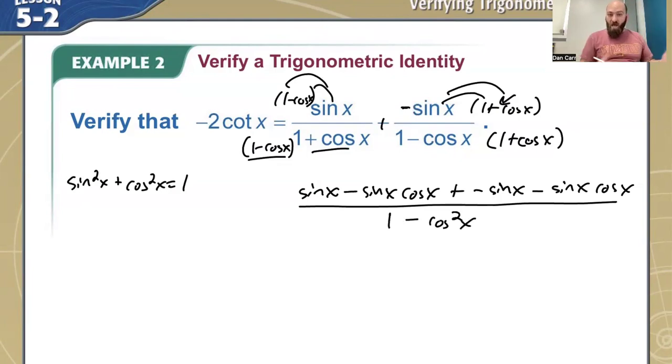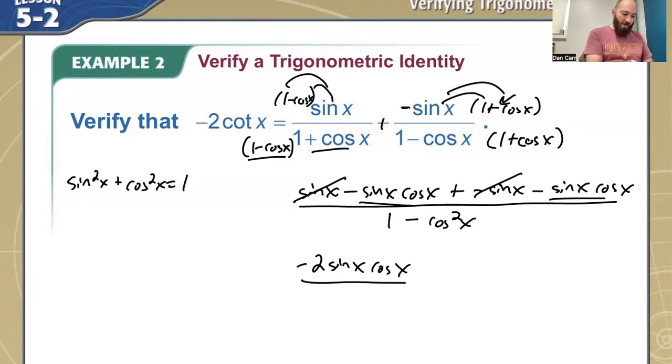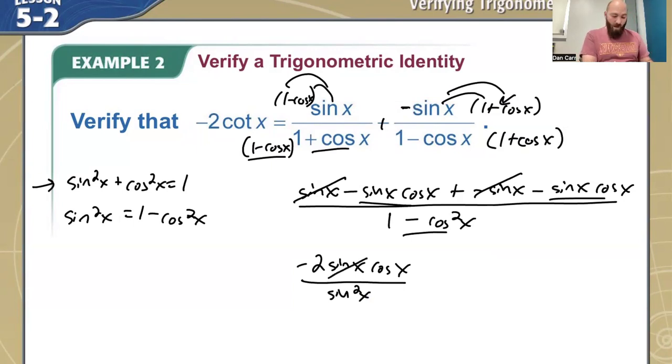From here, I'm looking at what I can simplify. That cancels out with that. That's a negative, that's a negative, so that turns into -2 sine of x cosine of x. I want to put those together as one expression. 1 minus cosine squared is the same as sine squared x, since sine squared x is equal to 1 minus cosine squared x. So I'm going to replace my denominator with the sine squared of x. Since we have sine of x and sine squared x on the bottom, that's going to get rid of that. So this turns into -2 cosine of x over the sine of x.